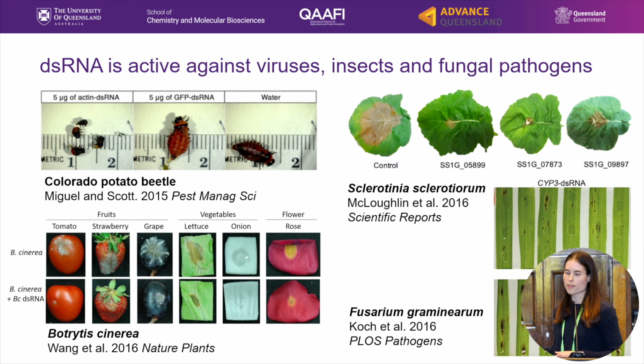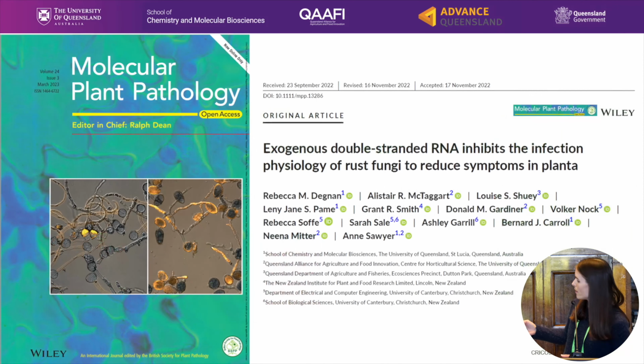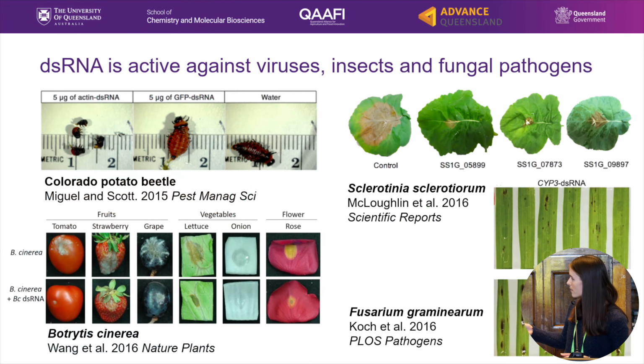These are some of the other examples in the literature where this technology has been used. It's been used against insects, and a good example is the Colorado potato beetle. It's also been used against other fungal pathogens, such as Sclerotinia, Fusarium graminearum, and Botrytis cinerea. Basically, you see a reduction in lesions on the leaves or on the fruit and vegetables.